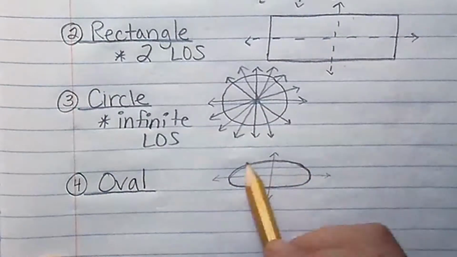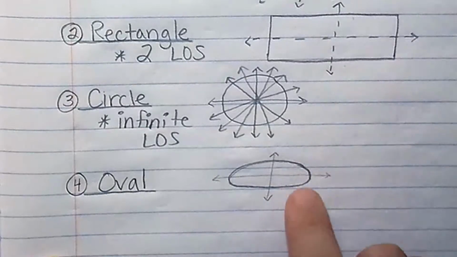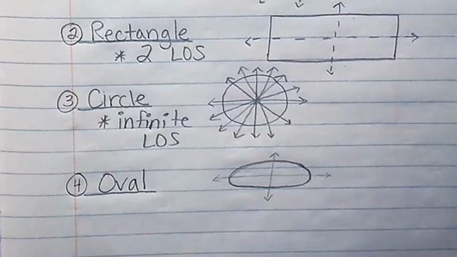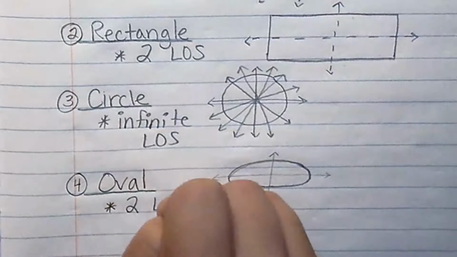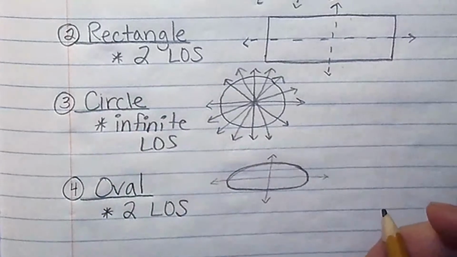But I couldn't split it on the diagonal, the same reason I couldn't split the rectangle. Because when I folded it, it wouldn't match up. And we'll actually try this a little bit later. So we say that an oval has 2 LOS, 2 lines of symmetry.